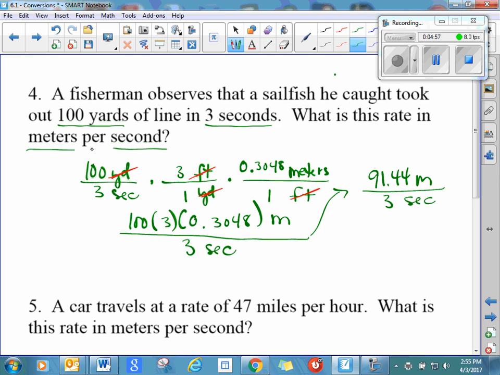And that's all well and good, except this needs to be a per rate. This needs to be how many meters in 1 second. So our final step is take that 91.44 and divide, and we get 30.48 meters per second. That's our answer.